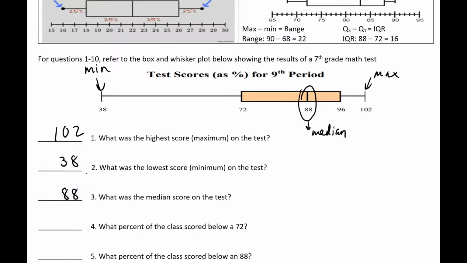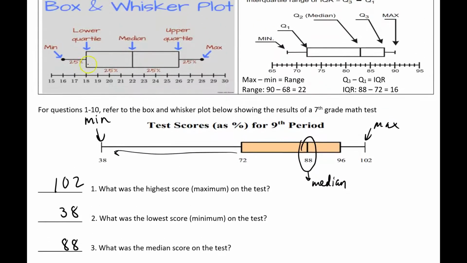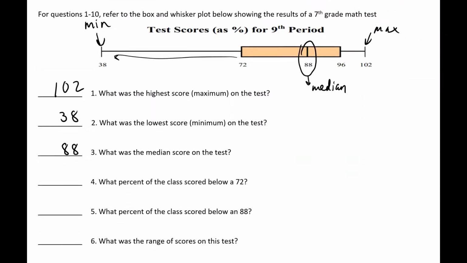What percent of the class scored below a 72? Here's 72, so all this space right here, what percent of the class is below 72? Going back up to here, all the stuff from your quarter one marker all the way down to your minimum is worth 25%. So 25% of the class scored below 72. We don't know how many students that is because I haven't told you how many students are in the class just yet.